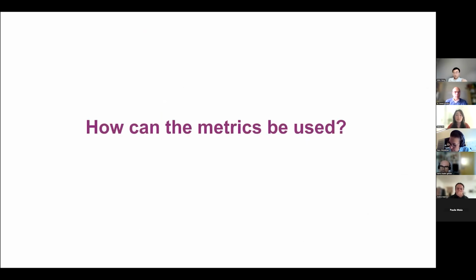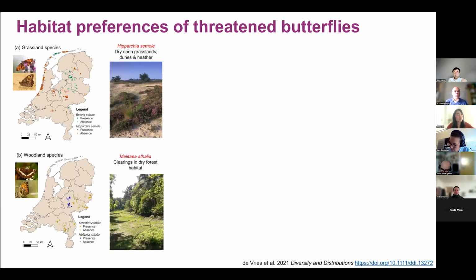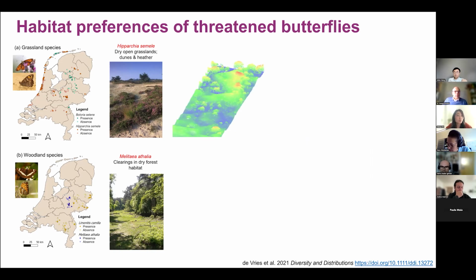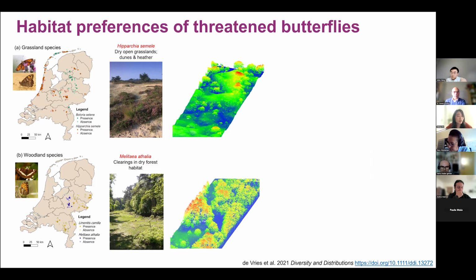And now we know more about the metrics. How can we use them? I want to give you one example of using LiDAR metrics to help us understand the species distribution and their preferences on habitat structure. We focus on threatened butterflies. One is a grassland butterfly species, and the other one is a woodland species. You can see their preferred habitat in 3D point clouds.